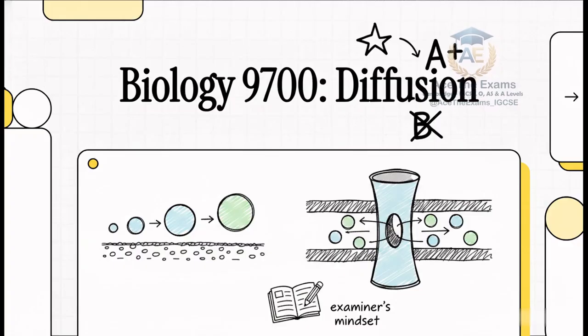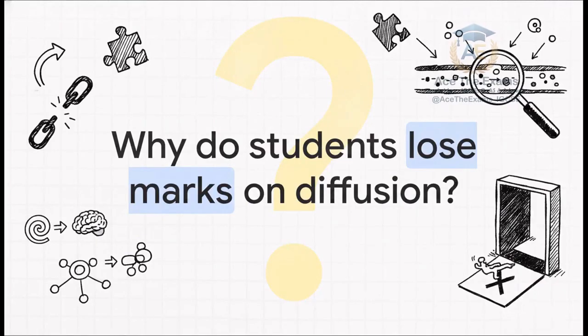So I'm going to show you exactly what they're looking for and how to grab every single mark on the table. Okay, let's jump right in by exposing one really tiny mistake. This thing costs students crucial grade boundaries before they even realize what's happening. You probably think you know exactly how diffusion works, right? But Cambridge examiners have a highly specific set of criteria. They want to see connected, conceptual understanding that you can apply to totally weird, unfamiliar contexts.